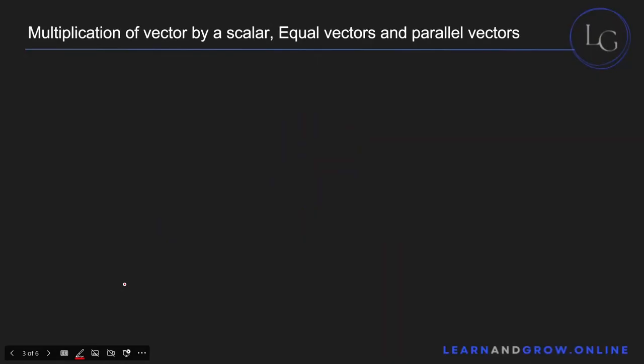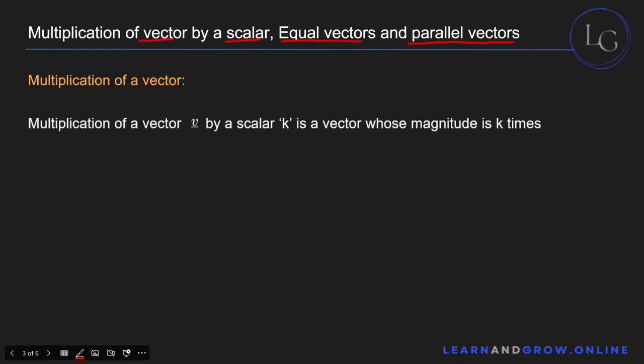Now, let's see the multiplication of a vector by a scalar. And let's also discuss equal vectors and parallel vectors. So let's first discuss the multiplication of a vector with a scalar. So the multiplication of a vector v by a scalar k. v has a magnitude and a direction, but k is a scalar, so you're just multiplying k with v. The multiplication of a vector v by a scalar k is a vector.